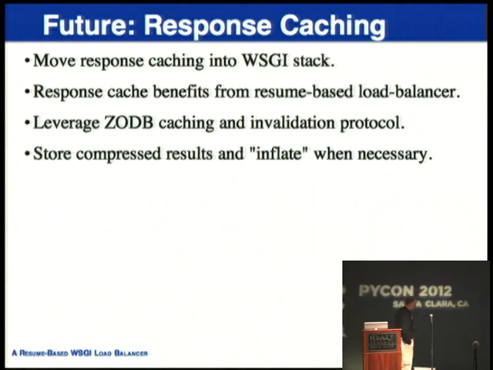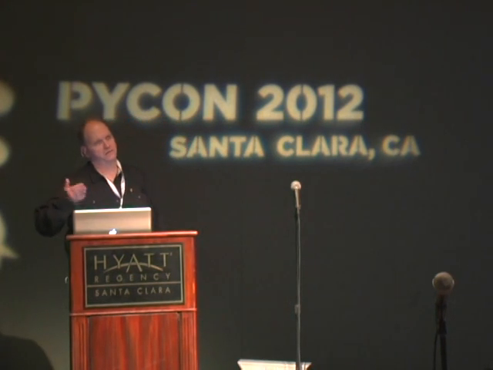I expect over the next few weeks to have this fully deployed for our applications in production. And then the next step that I'd like us to do is to move our HTTP caching down into the Whiskey stack so that it benefits from the load balancer. As I mentioned before, our squids each cache the entire corpus, which is extremely inefficient. If we move response caching into the Whiskey stack, then the cache will only have to cache data for that particular request class.